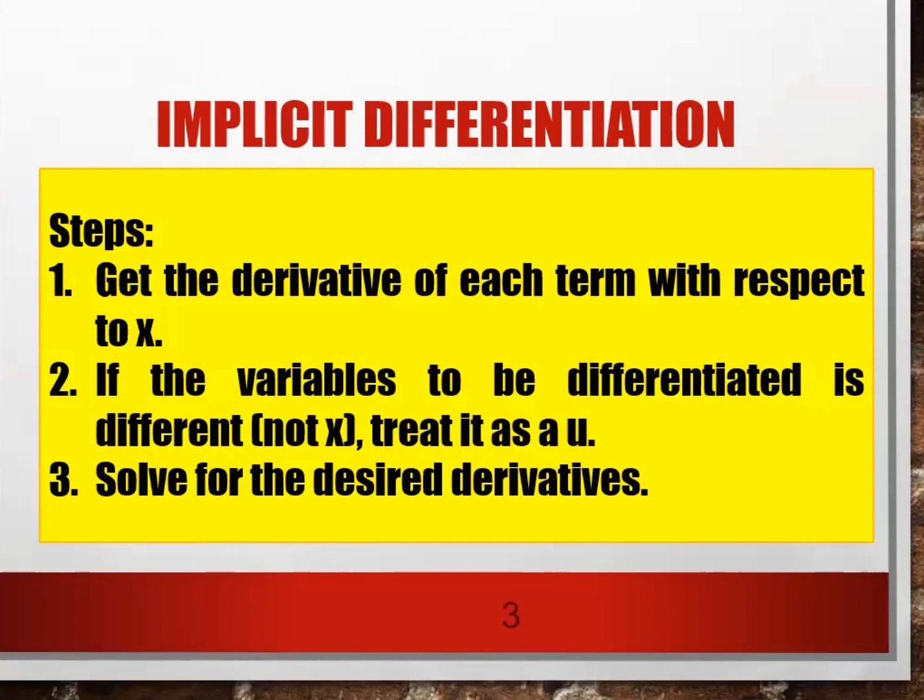First, get the derivative of each term with respect to x. Second, if the variable to be differentiated is different and not x, treat it as u. Third, solve for the desired derivative. Again, get the derivative of each term with respect to x. And if the variable is not x, that is y, you're going to treat that one as u. Then solve for the desired derivative.